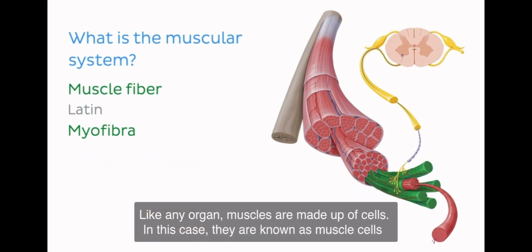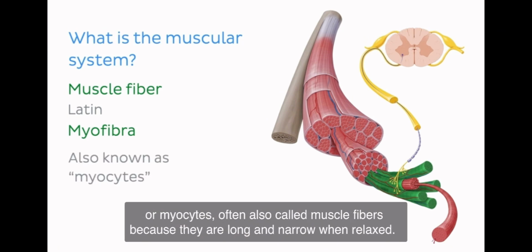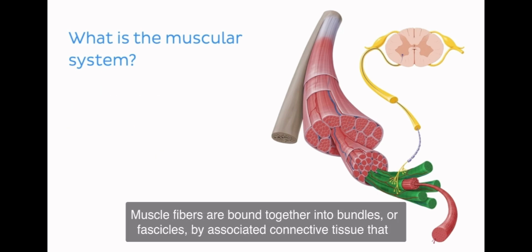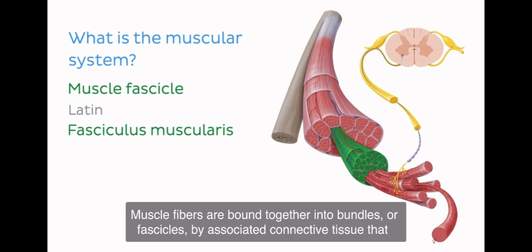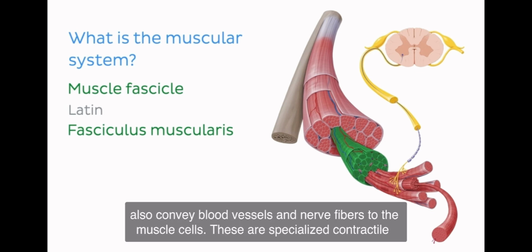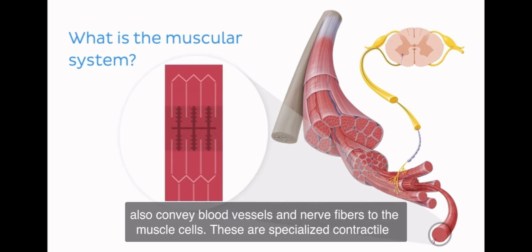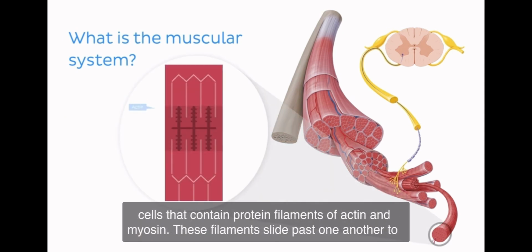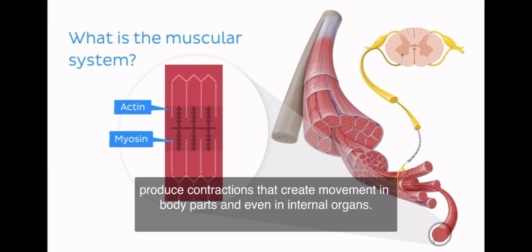Like any organ, muscles are made up of cells. In this case, they are known as muscle cells or myocytes, often also called muscle fibers, because they are long and narrow when relaxed. Muscle fibers are bound together into bundles, or fascicles, by associated connective tissue that also convey blood vessels and nerve fibers to the muscle cells. These are specialized contractile cells that contain protein filaments of actin and myosin. These filaments slide past one another to produce contractions that create movement in body parts and even in internal organs.